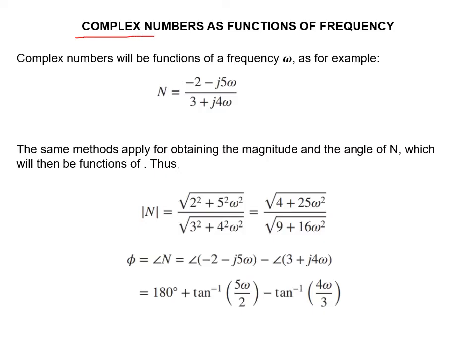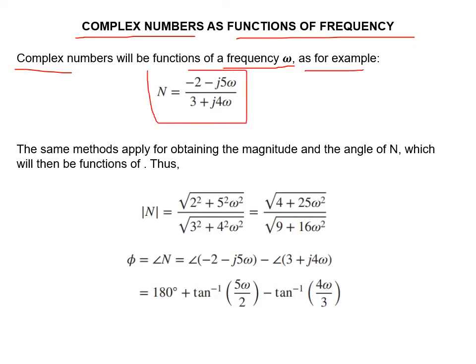Let's talk about complex numbers as a function of frequency. These complex numbers will be a function of frequency, our omega term here. For example, we can see down here we have n is equal to negative 2 minus j5 omega all over 3 plus j4 omega. This is just an example of a complex number. Our methods for obtaining our magnitude and our angle, same as we saw previously for n, are going to be functions as shown below.